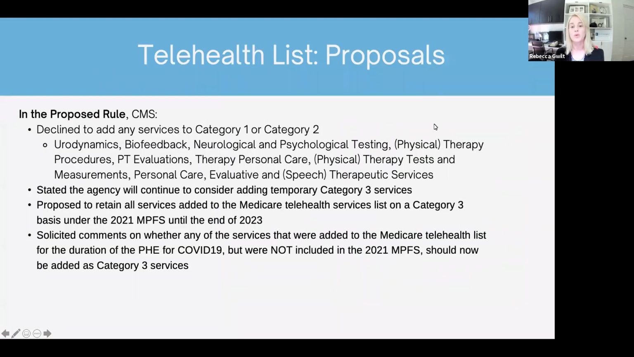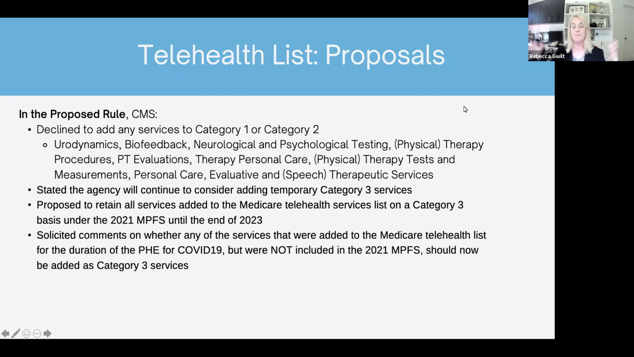So in the proposed rule, CMS declined to add any permanent services. There was a list in the rule you can take a look at. I've included some of those here. A lot of physical therapy, speech therapy codes, biofeedback, and some even psychological testing codes that CMS basically said, we know you submitted them for permanent addition to these lists. We're not there yet. We can't accept it. But we will accept additional suggestions to add temporary Category 3 codes.